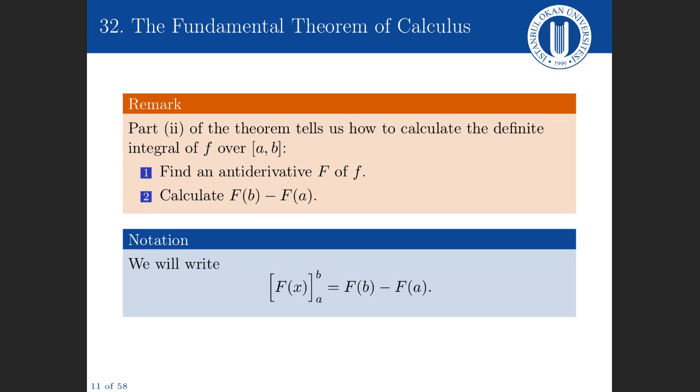Because we're going to be writing this a lot, it's useful to have a short notation. Instead of writing capital F of b minus capital F of a, we're going to write square bracket f of x, square bracket from a to b.